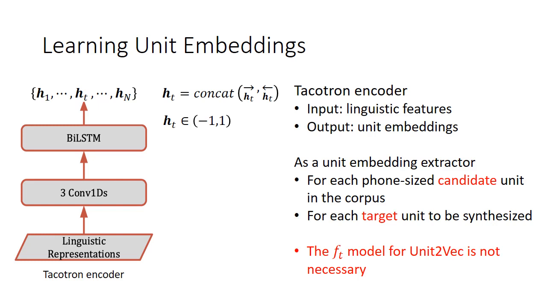Each phone-sized candidate unit in the corpus is represented by a fixed length unit embedding. Similarly, each target unit to be synthesized is also converted into a unit embedding of the same dimension by encoding the input phone sequences. Compared with our previous work, FT is not needed anymore.